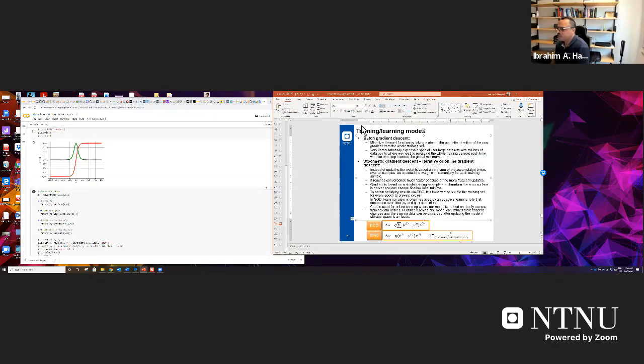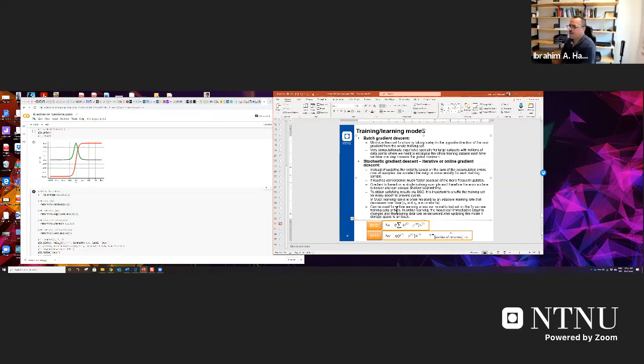But in case of batch gradient, we don't care. In fact, we don't need to shuffle because we use the accumulated error over the whole data set. So here we don't need to shuffle at all because we calculate this accumulated error over the whole data set. So it doesn't matter for us. But in case of stochastic gradient descent, we need to shuffle each time.